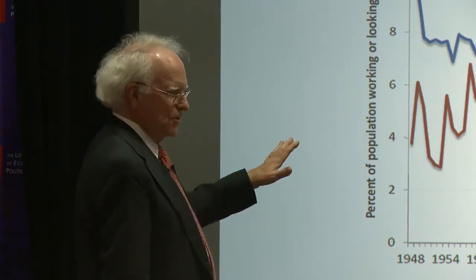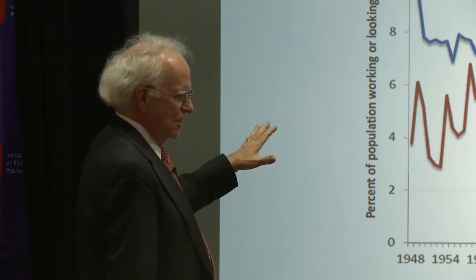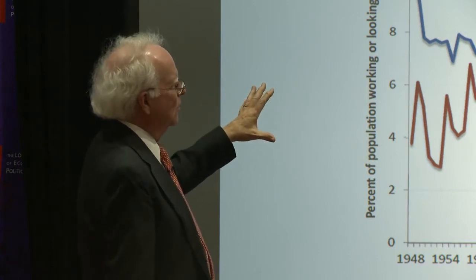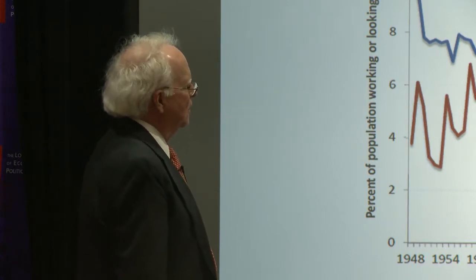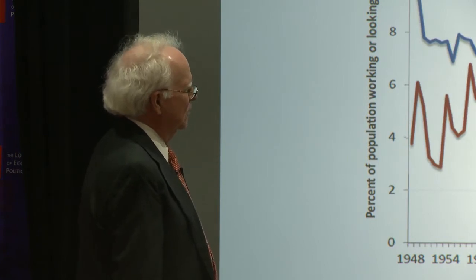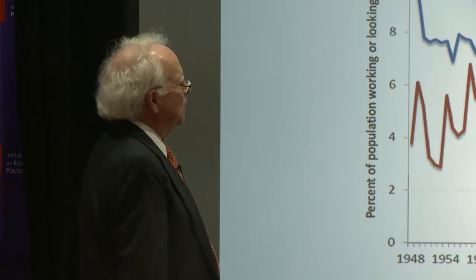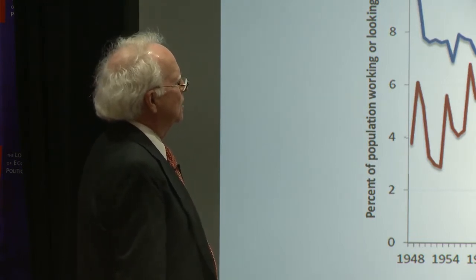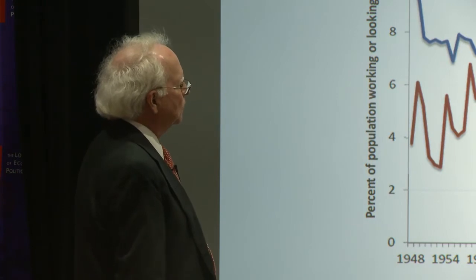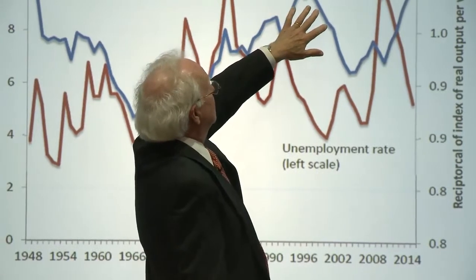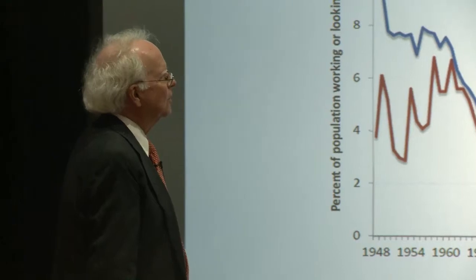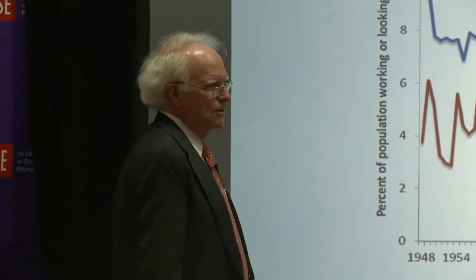So here I'm going to show you two pictures. One is suggested by how most of the profession, including me, interpreted the Mortensen-Pissarides theory of unemployment, which related it to productivity. The two scales here show, on the right scale, the blue line is output per worker, and the red line is exactly the same picture I showed before of unemployment. There's not a lot of correlation.